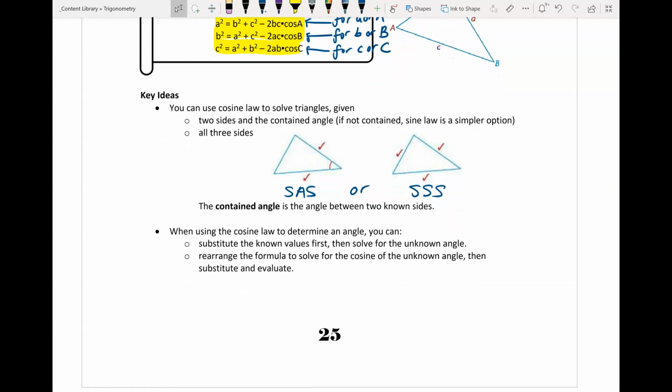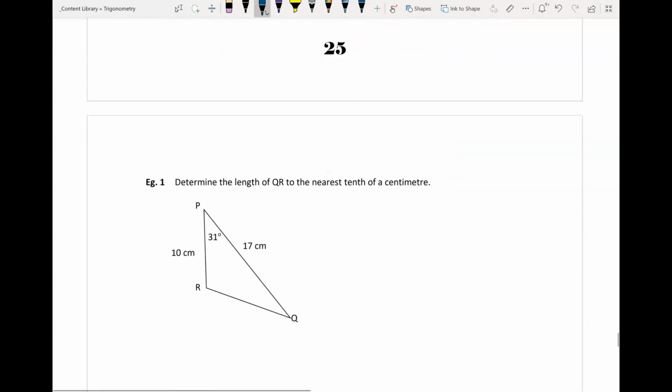As long as you're consistent with how you're substituting those variables in. So when using your cosine law to determine an angle, substitute your known values first, then solve for the unknown angle. Rearrange the formula to solve for the cosine of the unknown angle, then substitute and evaluate. This will make a lot more sense when we apply it to our very first example on the next page.